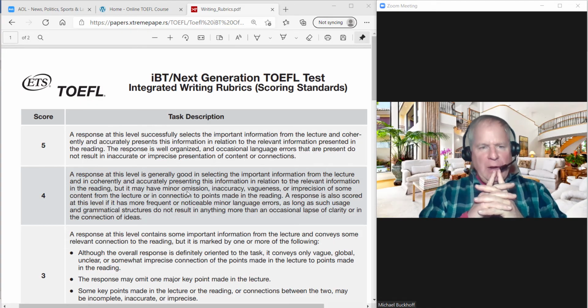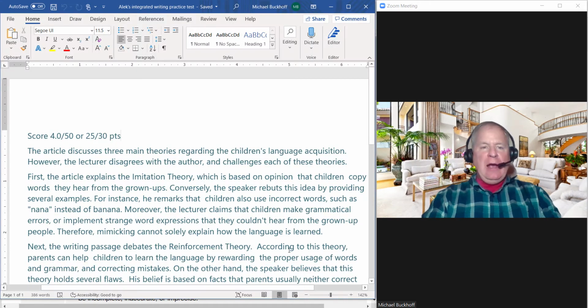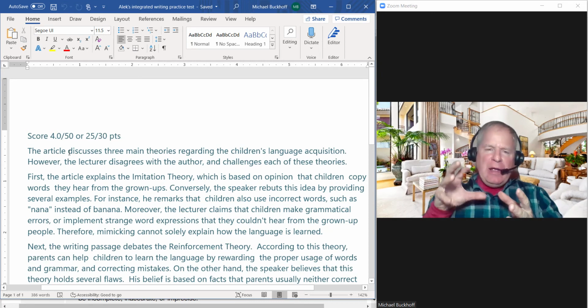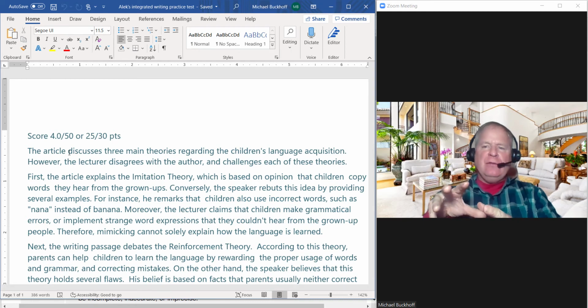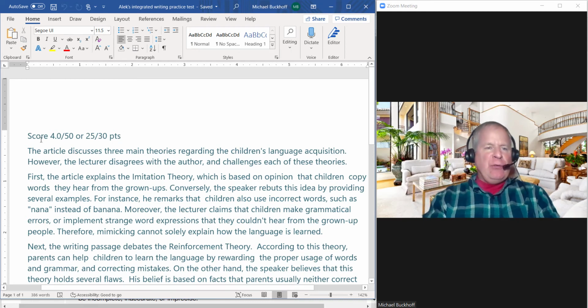So based on what I read, I'm going to put your score between 4 and 5. Your score right now is 25 points. I may make an adjustment after I do the error correction. Okay, so let's get started. So we now know what's in the reading passage. We know what's in the lecture. So let's see how you organized this information. Did you make the required connections between the information in the listening passage with the information in the reading?